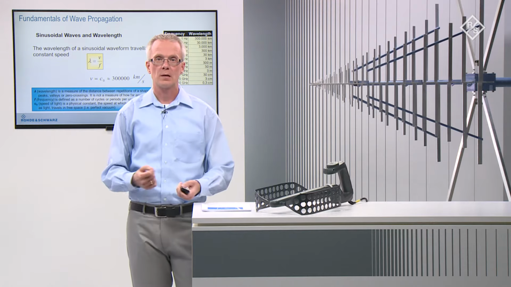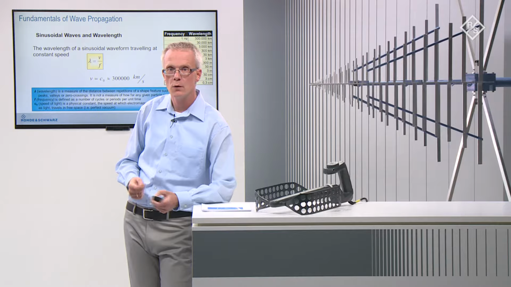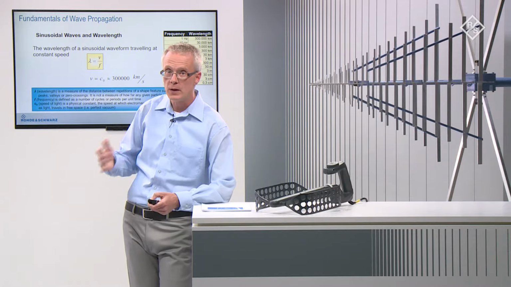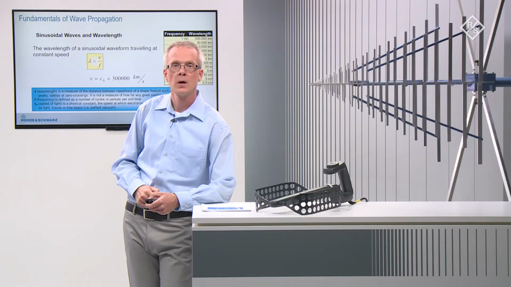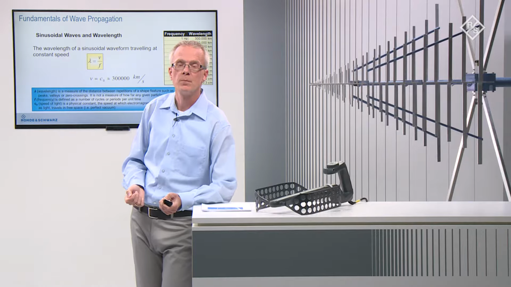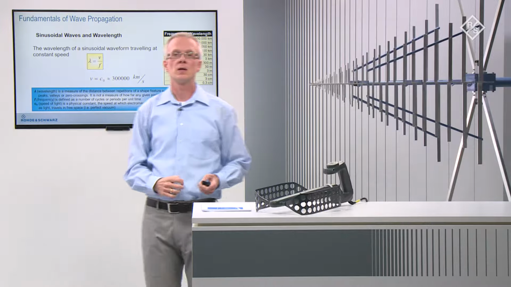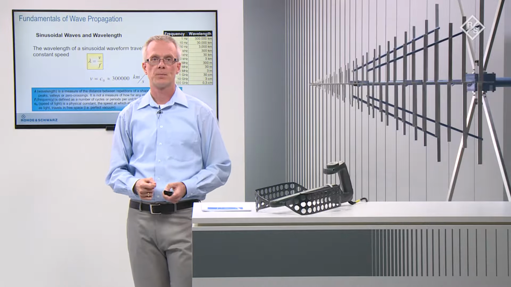Now the wavelength lambda is a measure of the distance between repetitions of a shape feature, for example a peak or a zero crossing. It can be calculated as a ratio of speed and frequency. The table on the right gives an overview of frequencies and their corresponding wavelengths.